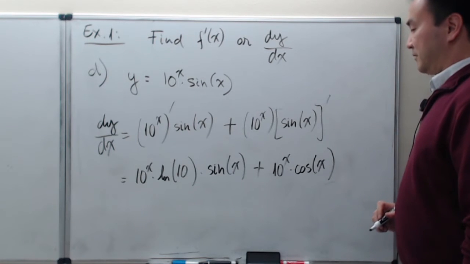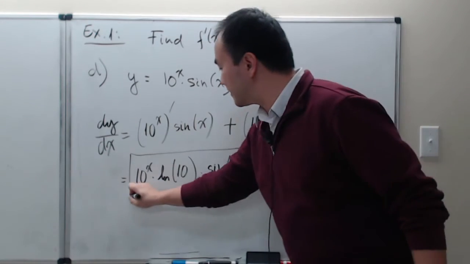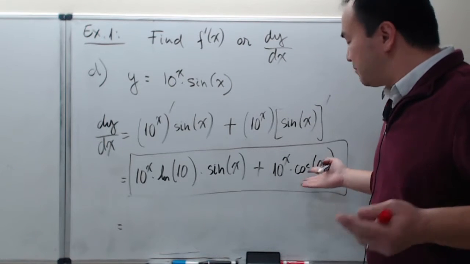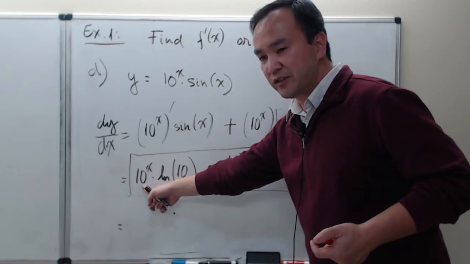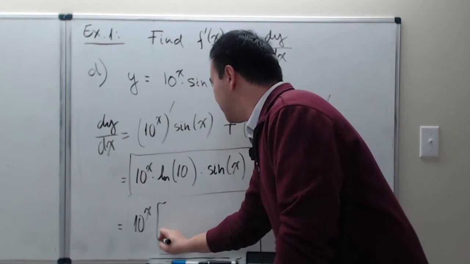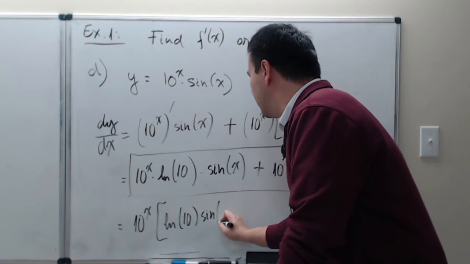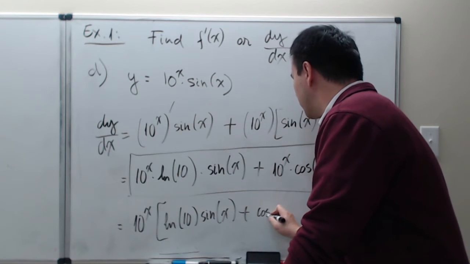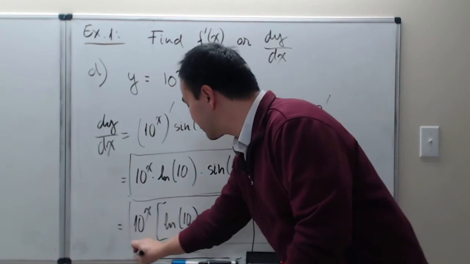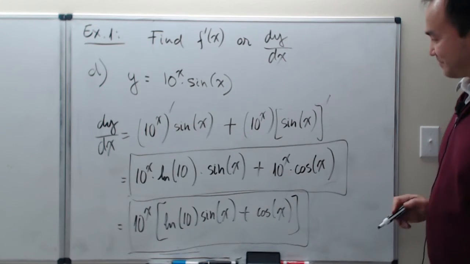Okay, all right, and so now as far as getting the derivative done, we are done getting the derivative. But again, in case your instructor is looking for a simplified answer, really there isn't much to simplify other than just factor out that common factor 10 to the x here. So we can write it out as 10 to the x multiplied by the natural log of 10 times sine of x plus cosine of x. And that's the final simplified answer for our particular problem D in example 1 right here.